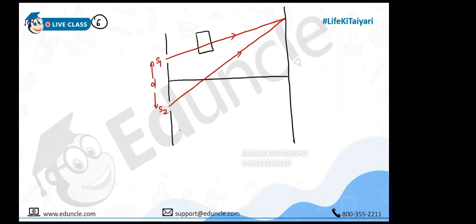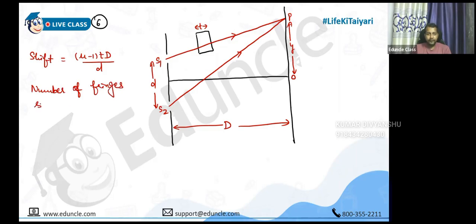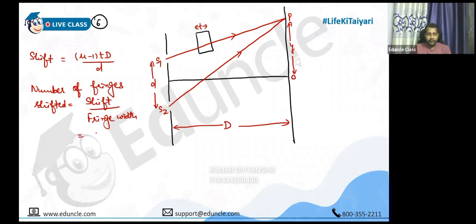Sir, by (mu minus 1) t D by d. Very good. Let its thickness be t. So the shift is given by (mu minus 1) t D by d. Number of fringes shifted is the shift over fringe width, so (mu minus 1) t by lambda. Isn't it? Is it clear?